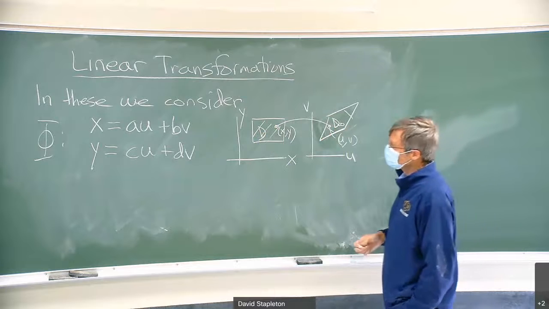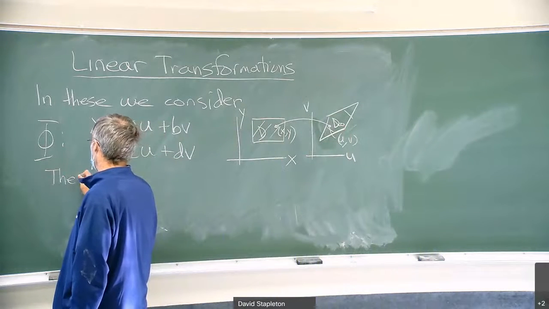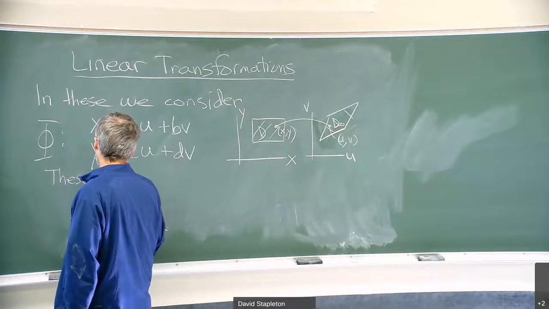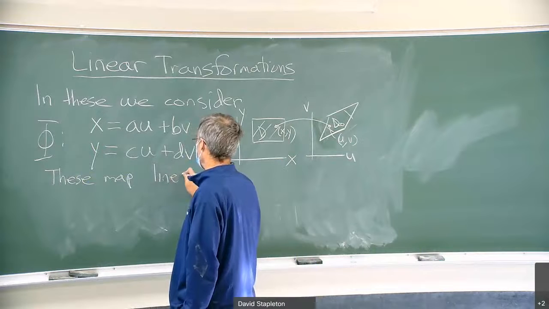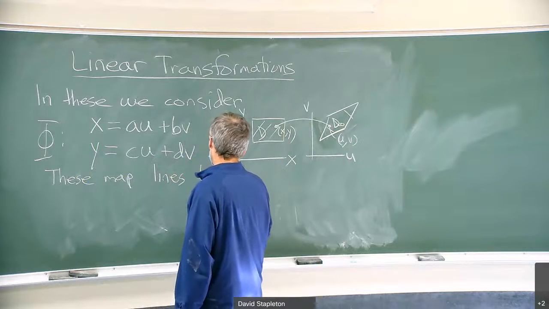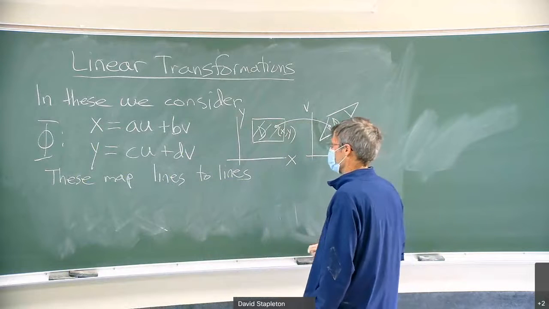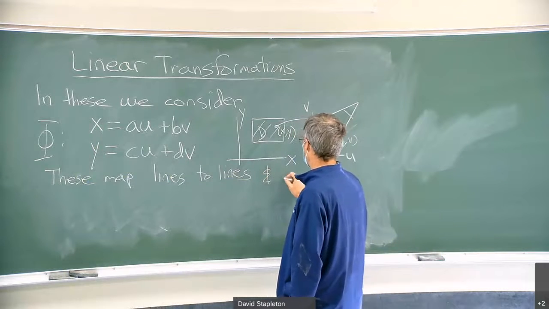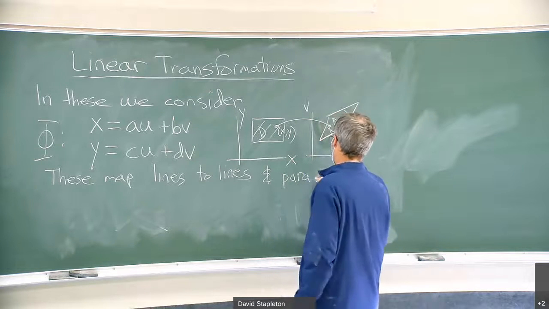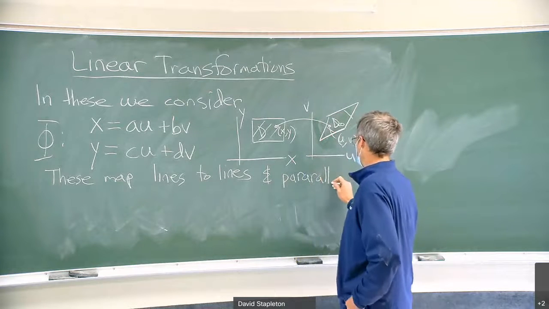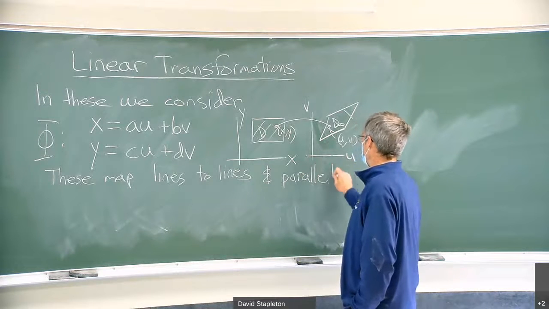And for these, an interesting thing happens. These actually map lines in UV space to lines, and correspondingly lines back to lines in the other space if you have an inverse transformation. And parallelograms to parallelograms, in fact. It keeps parallel lines parallel.